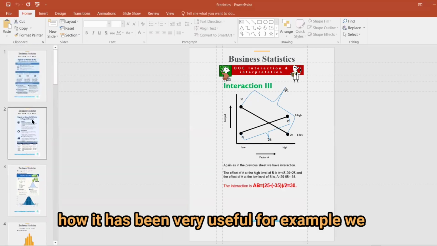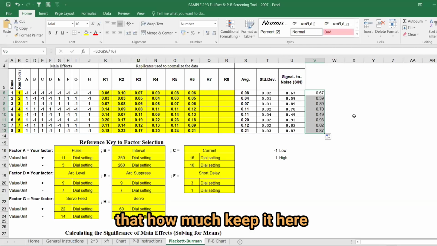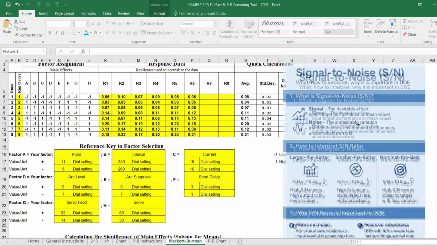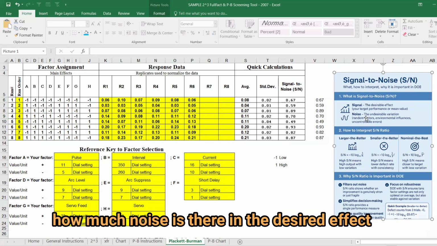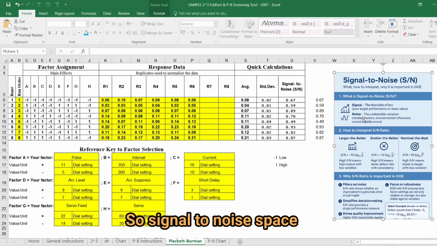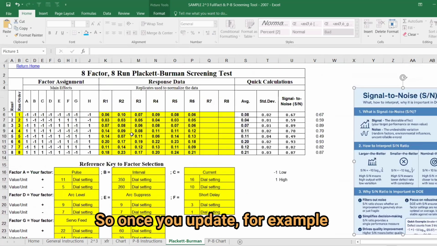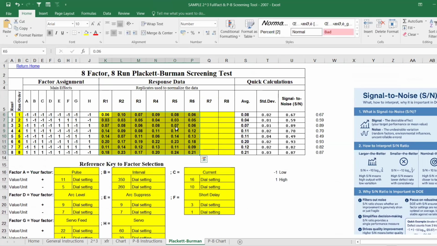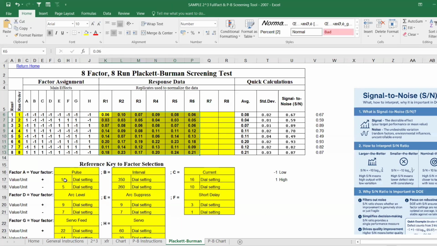For example, we learned this one, signal to noise, right? Signal gives how much of the desired effect there is, and it also tells us how much noise is there in the desired effect, right? So that is the signal to noise ratio. Okay, so now these are all the factors. Once you update, for example, these are all the values being keyed in.